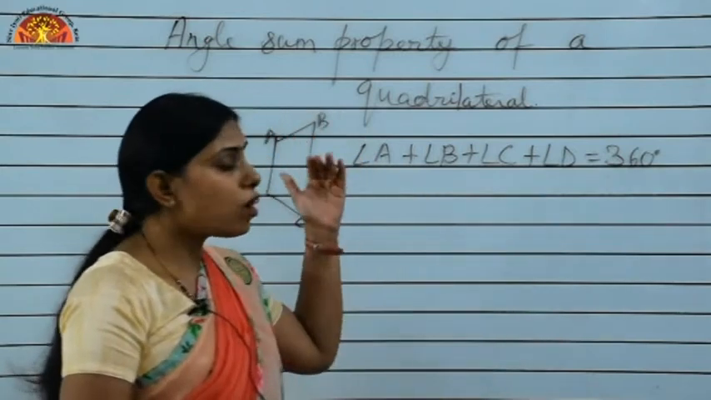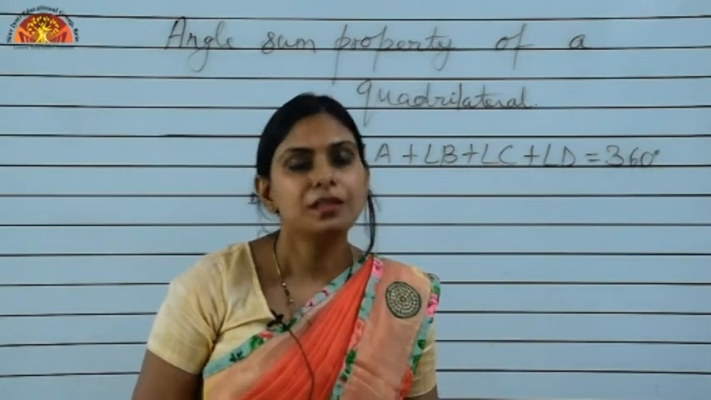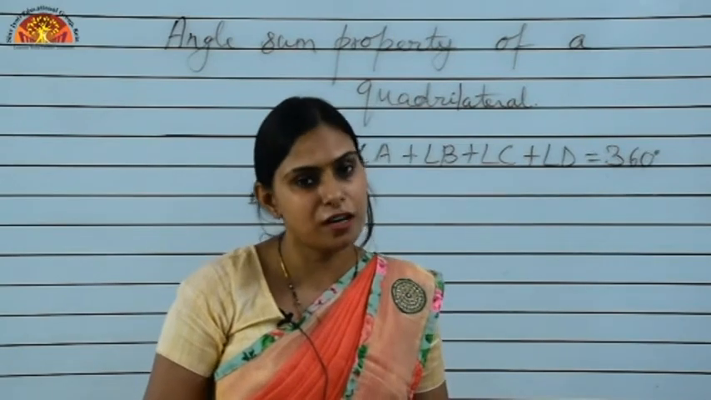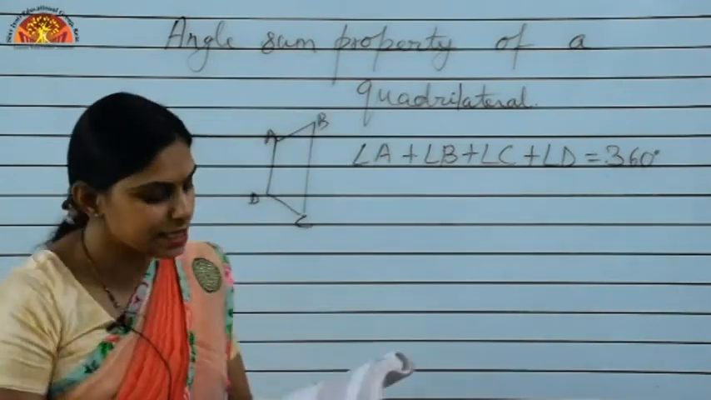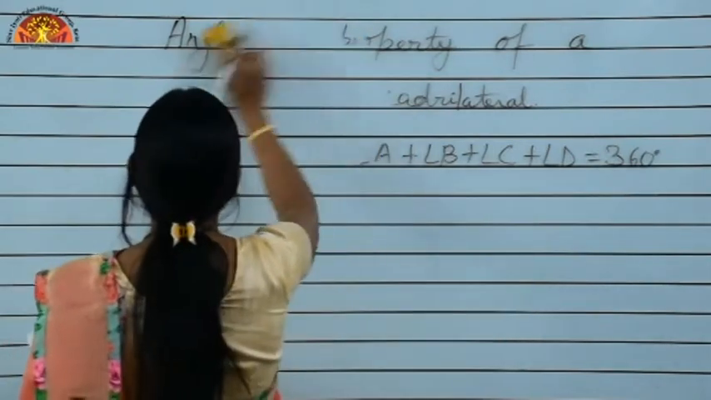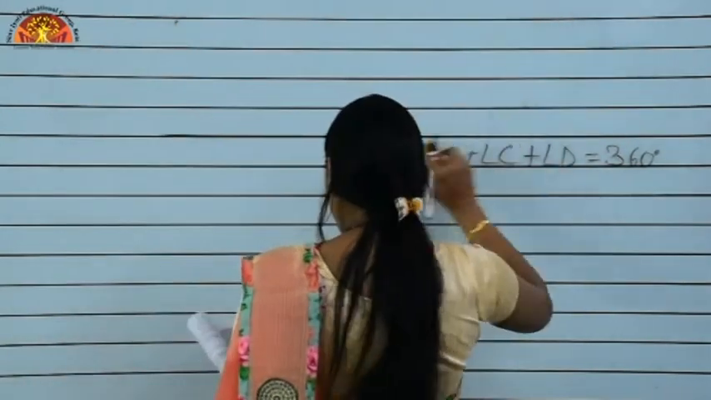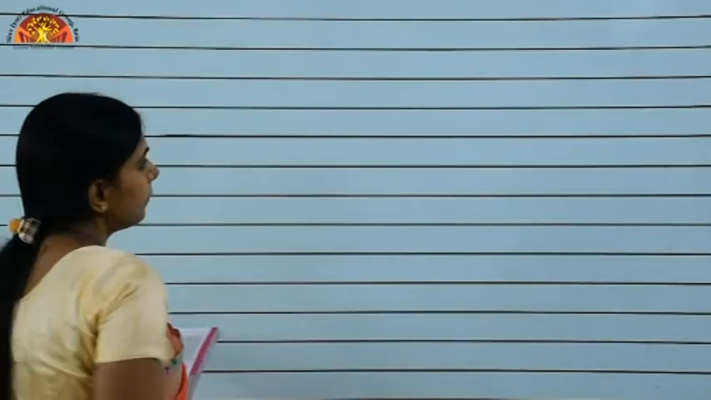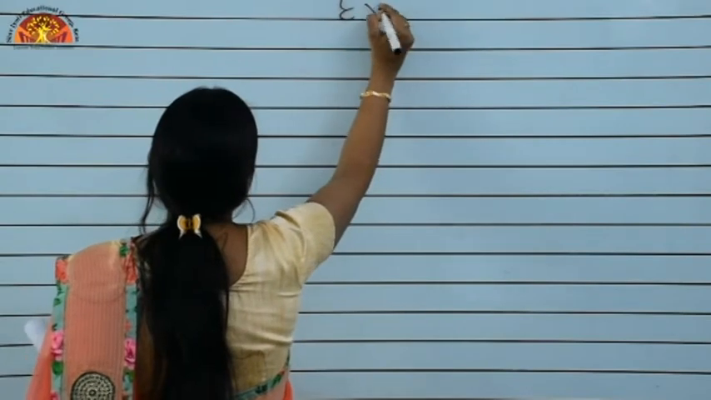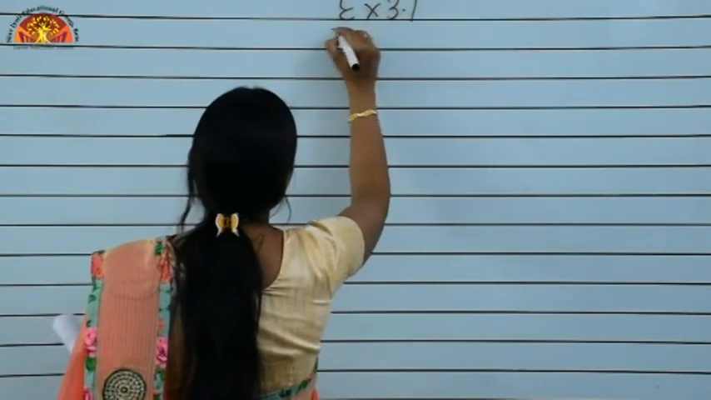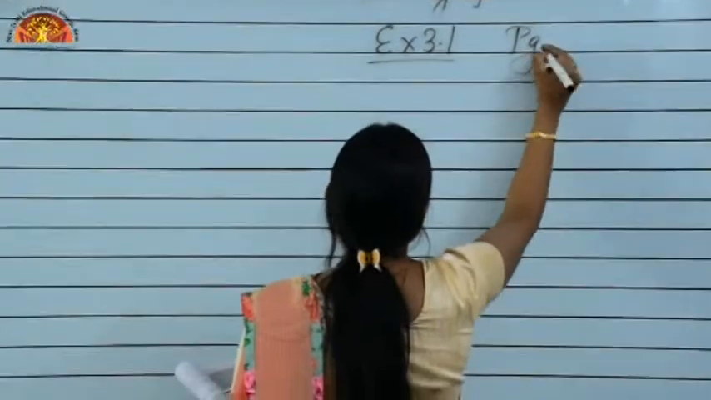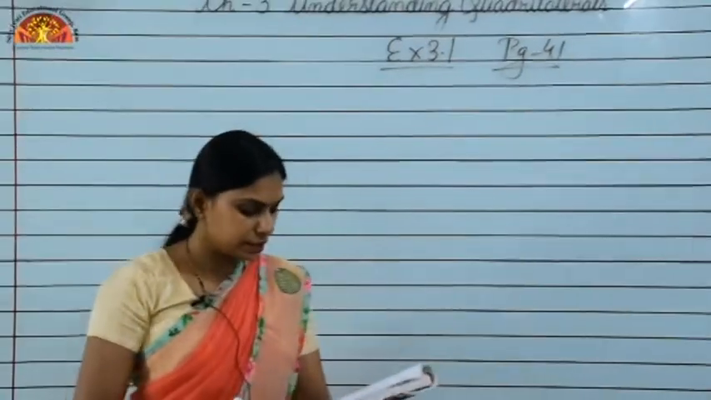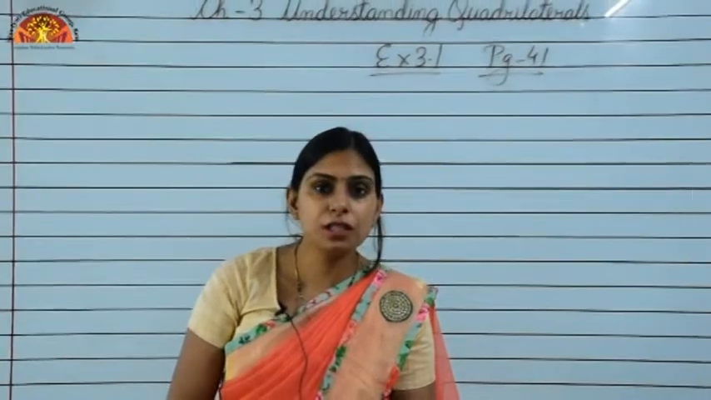So children, this was all about the basic concepts of this chapter. Now let's start with the exercise. Please get ready with your mathematics books and your rough copies. We'll start with exercise 3.1. Please take out exercise 3.1, page number 41.